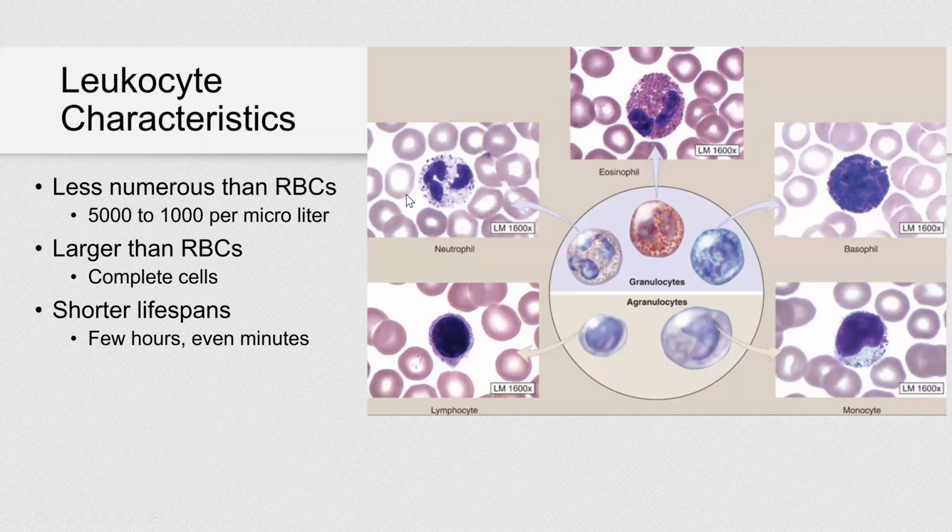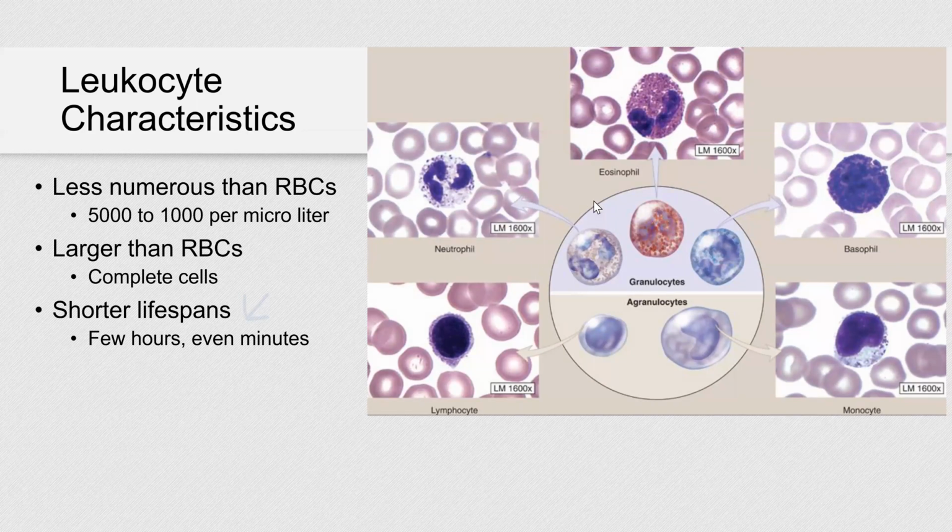Leukocyte characteristics. They are less numerous than red blood cells. We already mentioned it, about 5 to 10,000 per microliter. They are larger than RBCs and they are complete cells. If you remember, red blood cells are not complete cells because they lack a nucleus and major organelles. White blood cells have a nucleus and mitochondria and endoplasmic reticulum and all other organelles that you would find in a regular animal cell. They have a shorter lifespan. Some live just a few hours and even a few minutes.